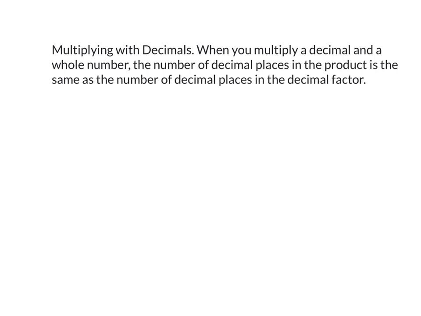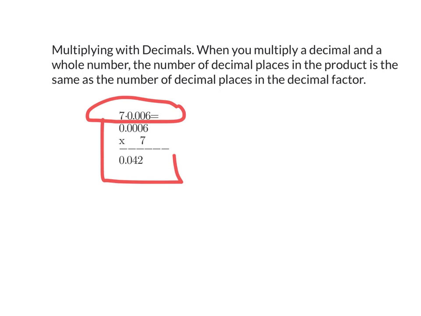So multiplying with decimals, when you multiply a decimal and a whole number, the number of decimal places in the product is the same as the number of decimal places in the decimal factor. Let me give you an example. This is kind of hard to read because you can't see the dot, but this is 7 times 0.006, and so I rewrote it here in this box as 0.006 times 7. It doesn't line up really well using the program I was using here, but what you need to remember is that when you're multiplying it out, you've got to keep the zeros.